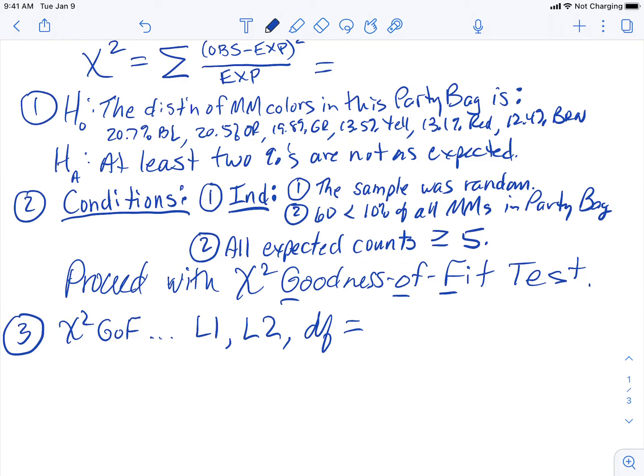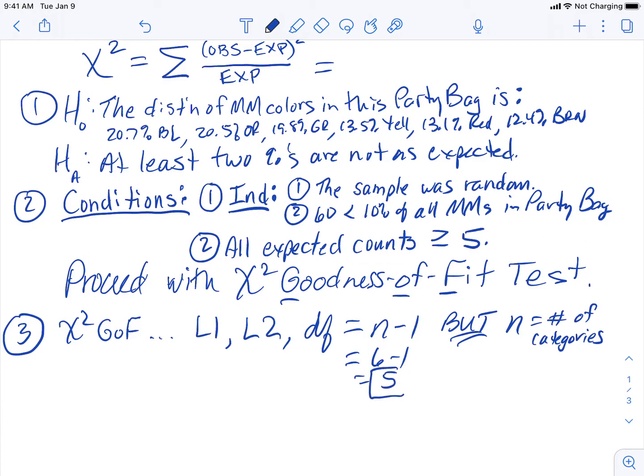Degrees of freedom is still n minus 1, but n is not the sample size. It's not 50, it's not going to be 59. N has been redefined as the number of categories. This is a big difference from n minus 1 when you're doing means. So it's still n minus 1, but it's the number of categories, number of colors in this case. So we have 6 colors minus 1. Degrees of freedom is going to be 5 for this chi-square goodness of fit test.